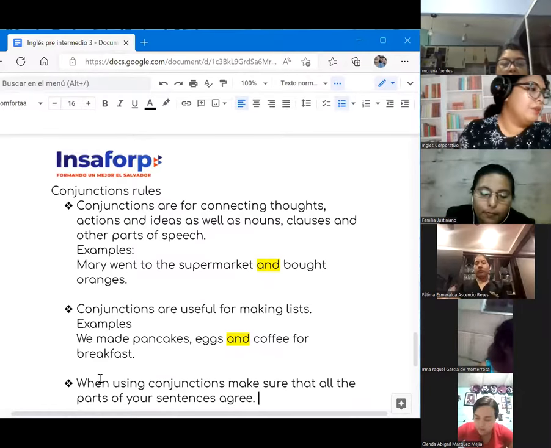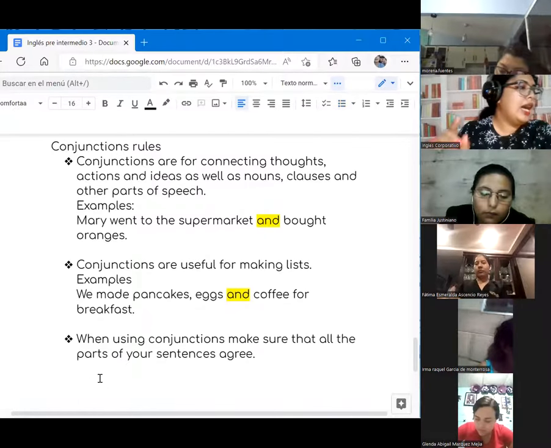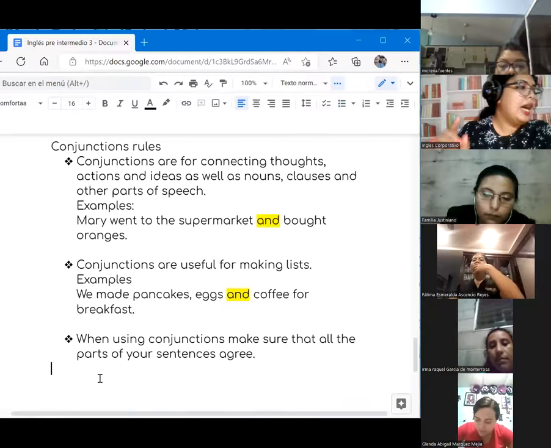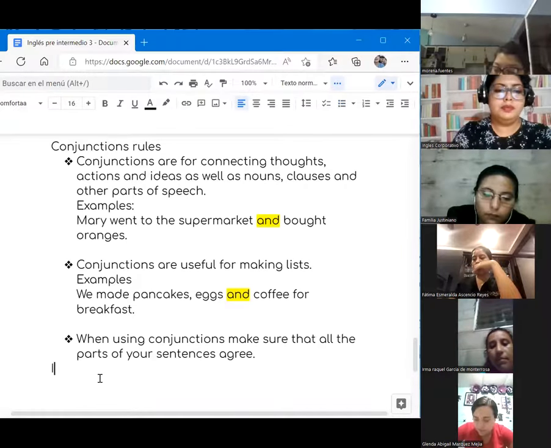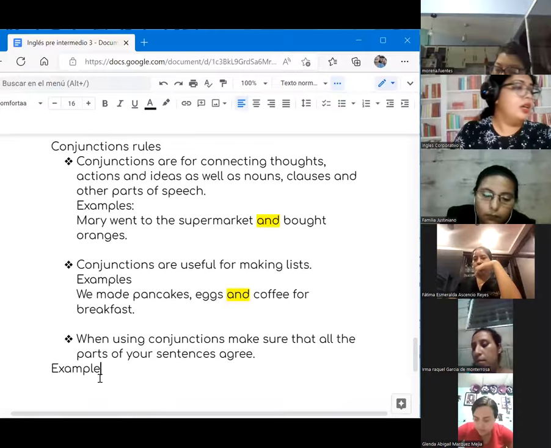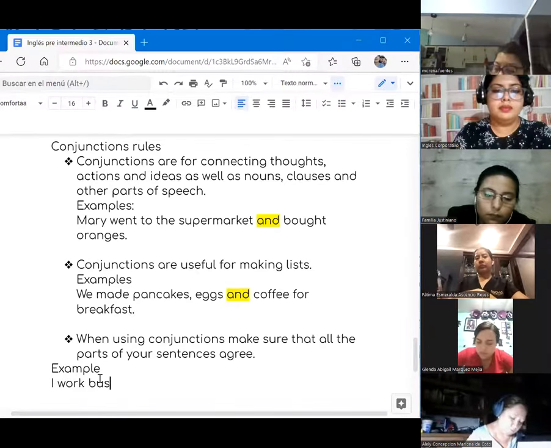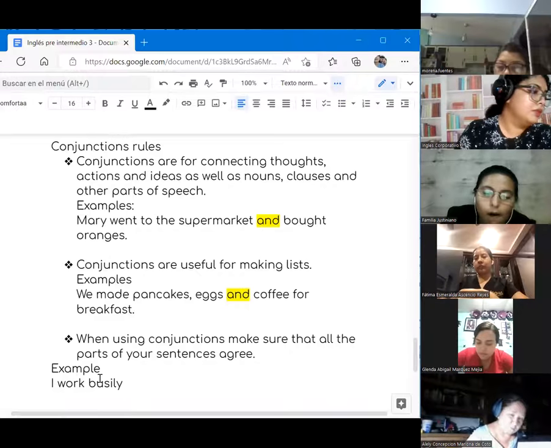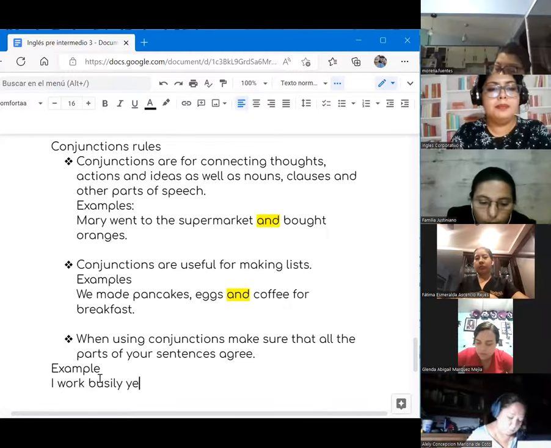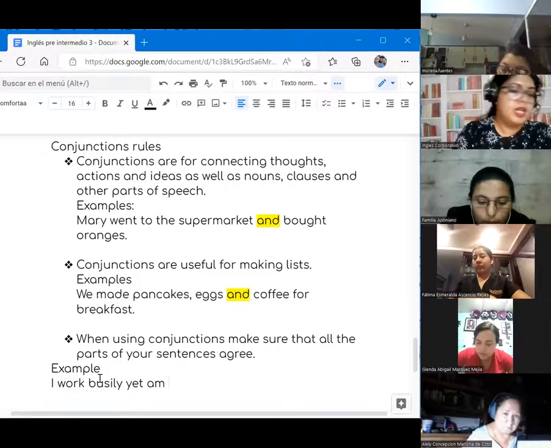And we have the example. It says, I work busily, yet I'm careful.